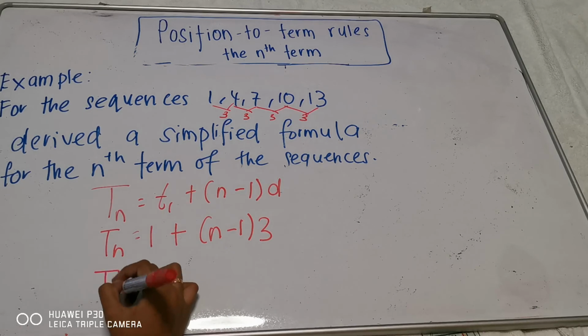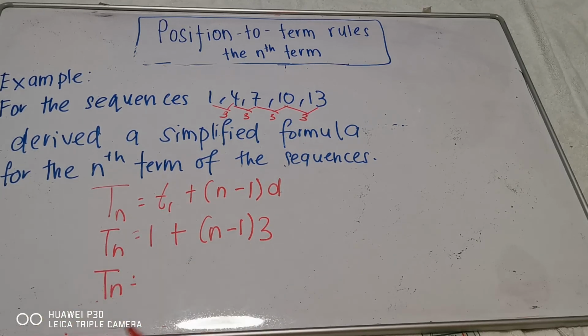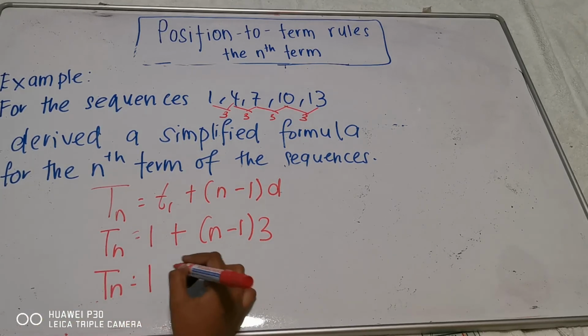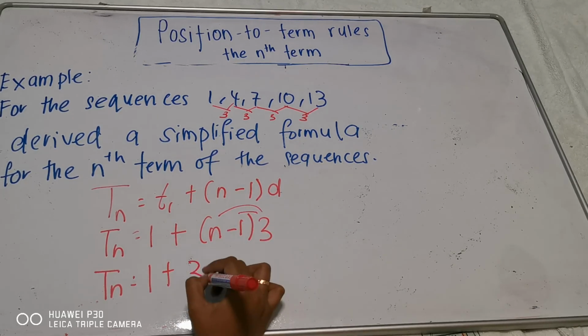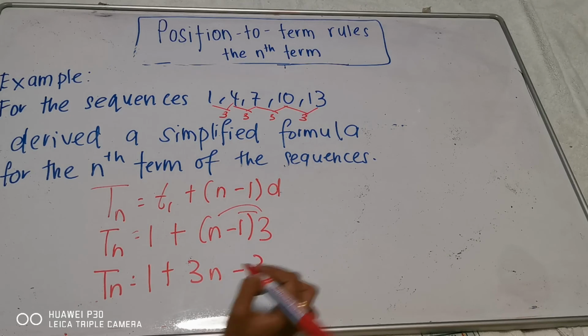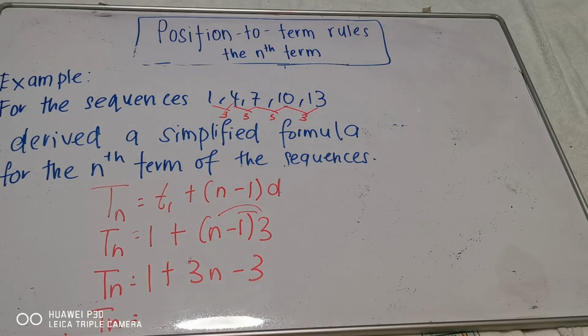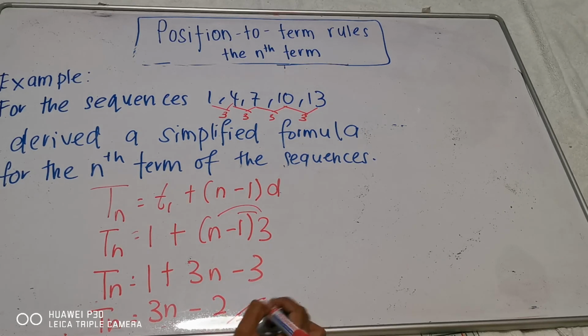So all I need to do is to solve it like a normal equation. So 1 plus bracket, multiply 3 and minus 3. To solve it, Tn is going to be equal to 3n minus 2. So the simplified formula for the sequence is going to be 3n minus 2.